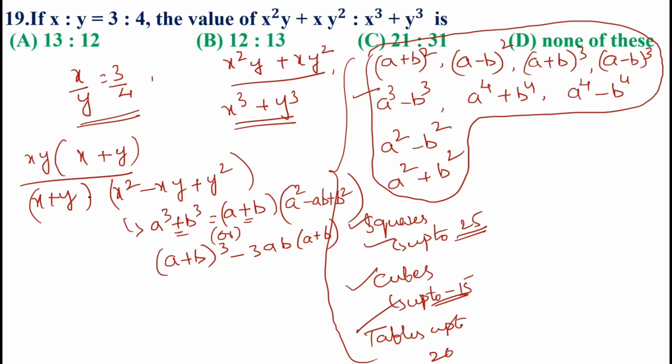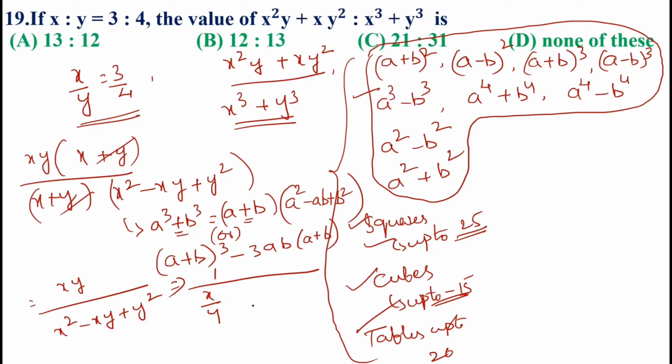So x plus y will cancel. Then xy by x square minus xy plus y square will be remaining. If we divide numerator by xy and denominator by xy, then it will become 1 by, this will become x square by xy, then x by y, this will become 1 plus y by x. Then 1 by x by y, they have given 3 by 4, minus 1 plus y by x means 4 by 3. Calculate this one.